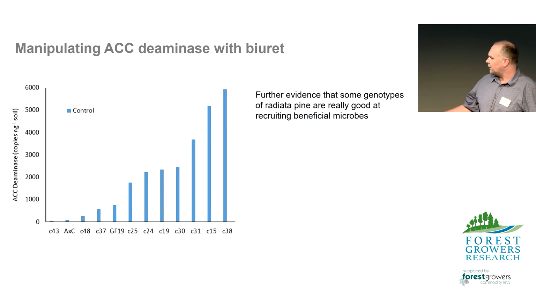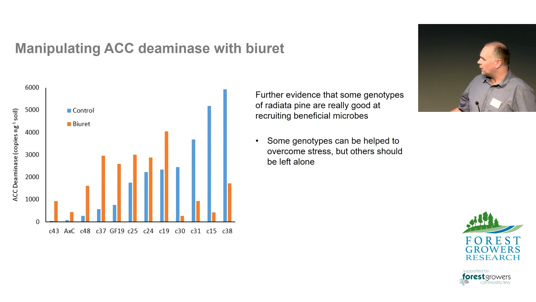So we thought, well, what can we do about these guys, though? These ones might have some really interesting wood properties. We want to see if we can make them more tolerant, so what can we do here? So we added Biuret, and lo and behold, we got some really significant gains in the gene copy number of ACC deaminase, just in response to that small dose of Biuret.